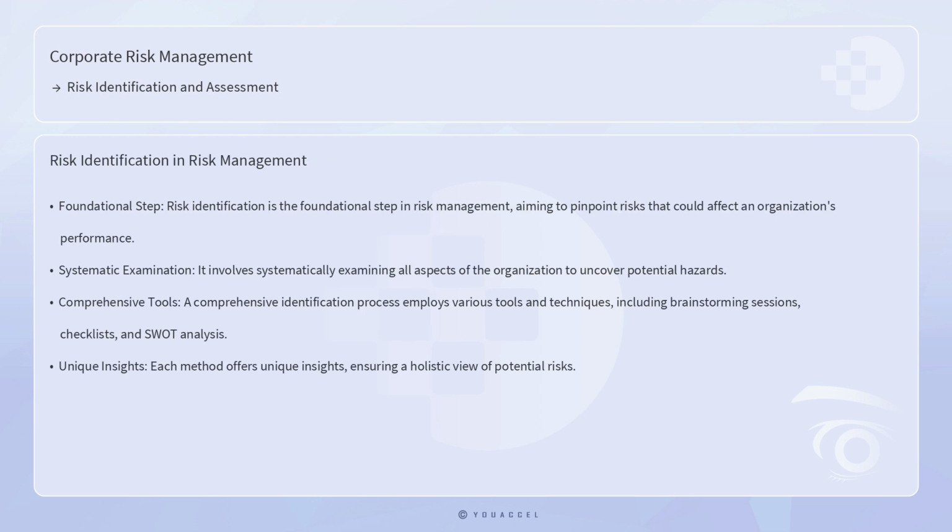Risk identification is the foundational step in risk management, aiming to pinpoint risks that could affect an organization's performance. It involves systematically examining all aspects of the organization to uncover potential hazards. A comprehensive identification process employs various tools and techniques, including brainstorming sessions, checklists, and SWOT analysis. Each method offers unique insights, ensuring a holistic view of potential risks. For instance, a SWOT analysis can reveal internal vulnerabilities and external threats that might not be apparent through other methods.